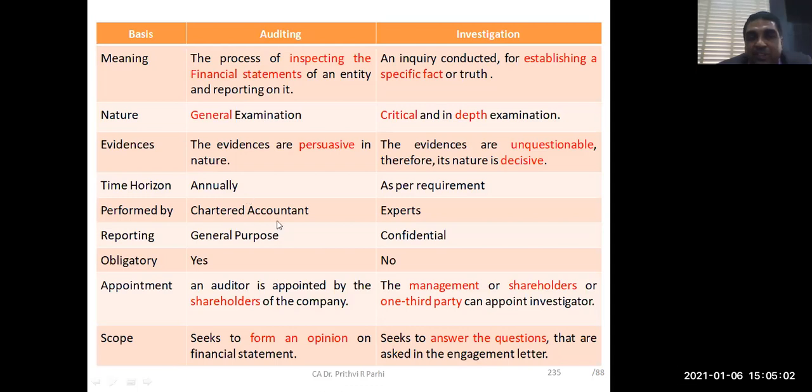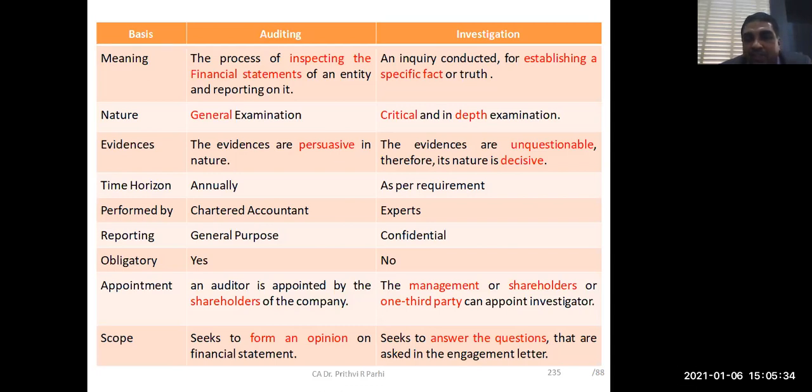The normal time horizon of auditing is annual. Annual audit reports are issued, and financial statements are normally prepared on an annual basis. On that basis, audit reports are issued. Investigation may be carried on as and when it is required. Audit is conducted by chartered accountants in case of companies. Investigations are conducted by appropriate experts.